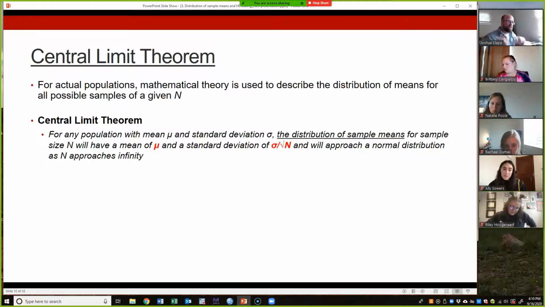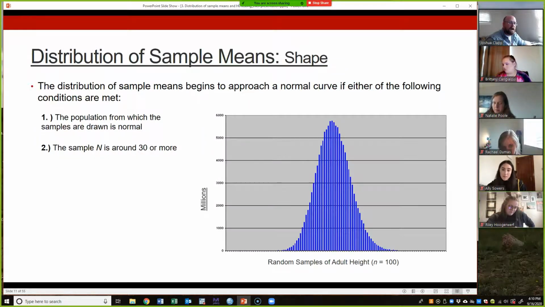There's a lot of stuff going on in here, but what this means, okay, is that for any population, the distribution of sample means is going to start to approach normal under two different conditions. One, if the population from which we're drawing scores or samples is normal, okay?